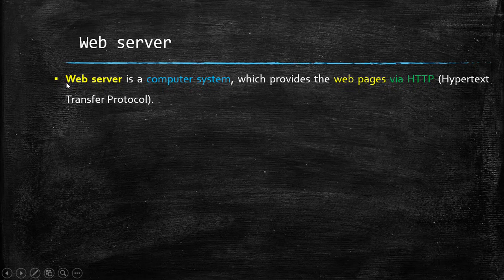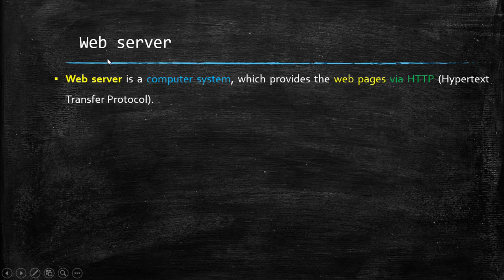Now let's see our second topic, web server. So what is a web server? A web server is a computer system. It is not a type of software, it is not a tool, it is not a program, but a computer system which provides web pages via HTTP. So we can say that all the information or resources that we access over the internet are stored in the web server.